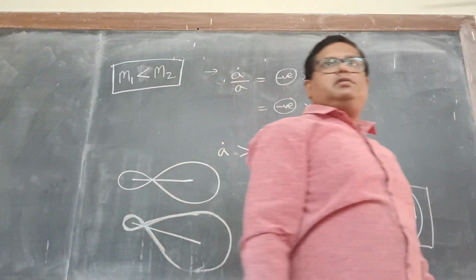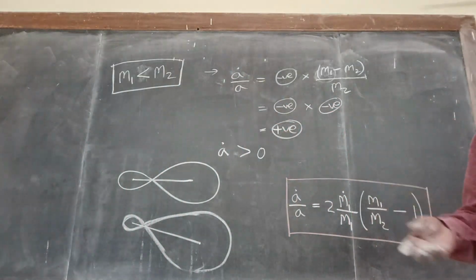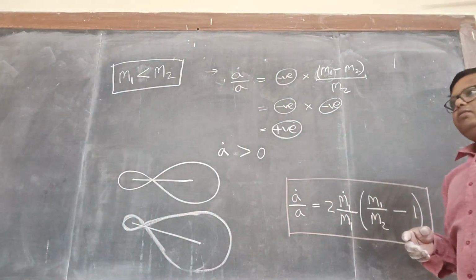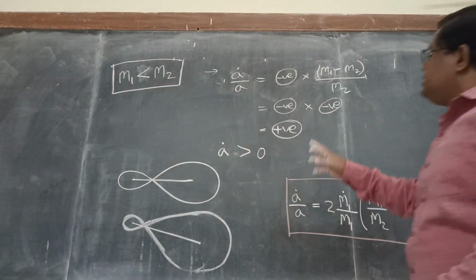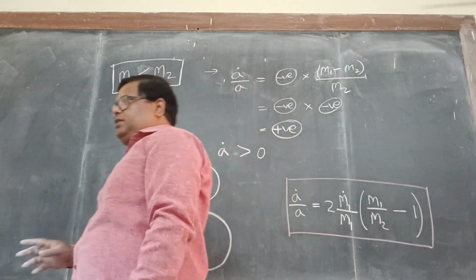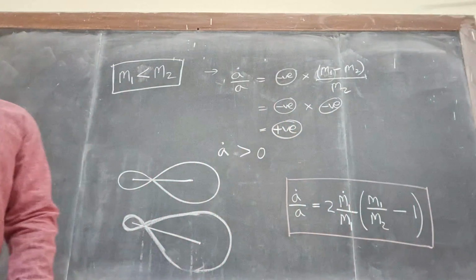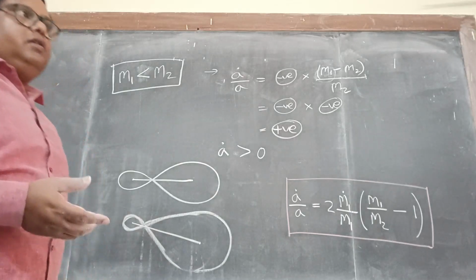Any questions? So basically this is how we discuss the change in distance and the effect of mass transfer, and angular momentum for conservative mass transfer.